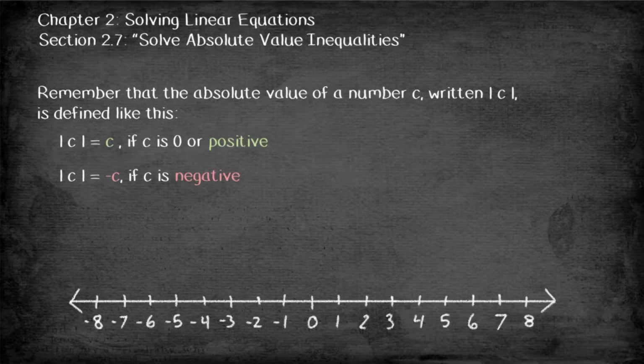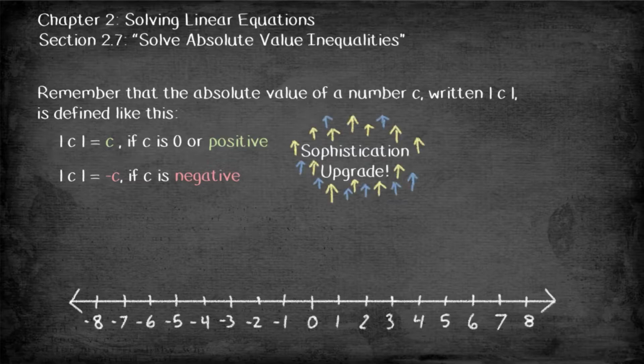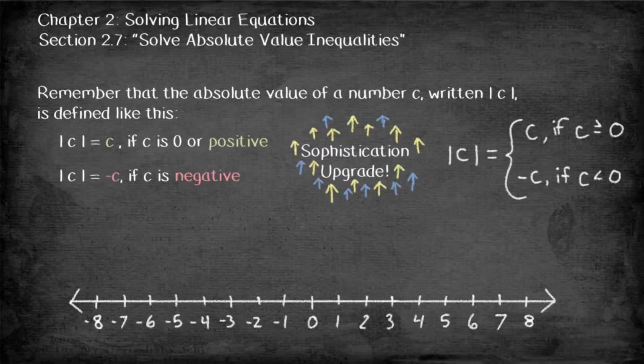But since we know about inequalities now, we can give ourselves a sophistication upgrade, which is to say that we can also write the absolute value of c this way. It's saying the exact same thing, but in slightly more chic terms.